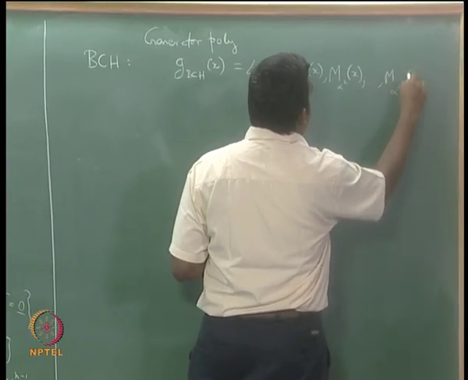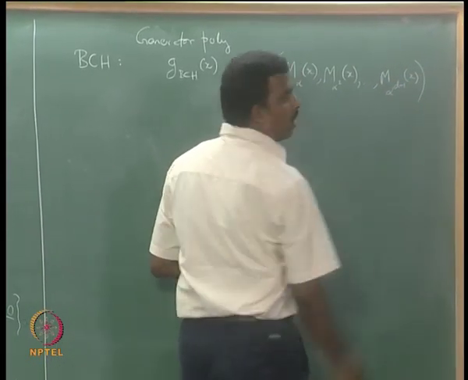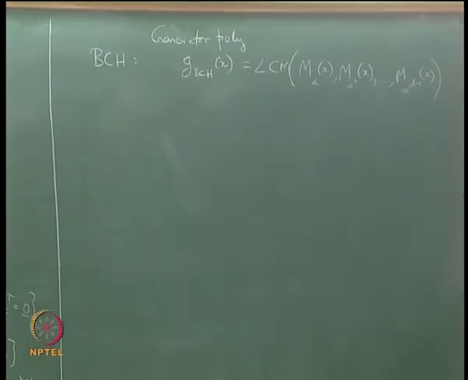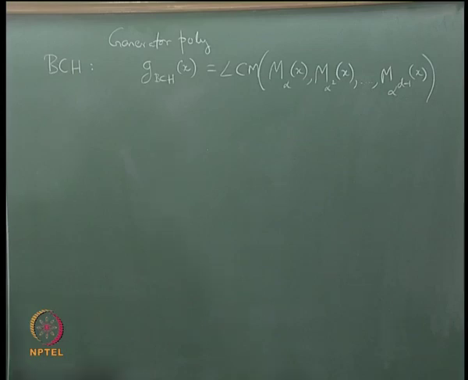Did I use this notation or did I use some other notation? Okay, that is good. So it is the least common multiple of all these minimal polynomials.